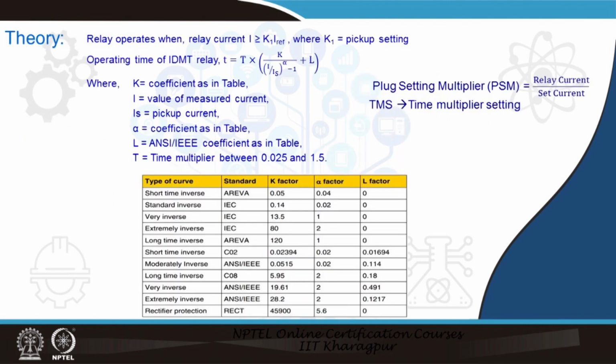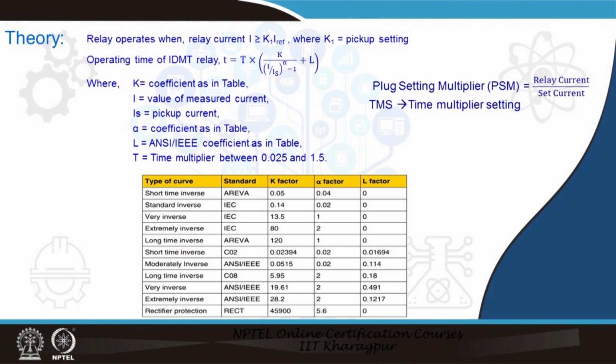Now, in this case we have picked this IDMT characteristic, the IEEE moderately inverse characteristic. So, in general the corresponding T follows the equation T = TMS × (k / ((I/Is)^alpha − 1) + L), and we have the corresponding theory behind this, which is already there in our theory part.